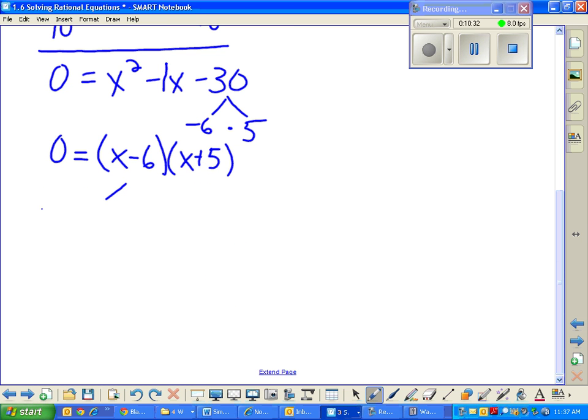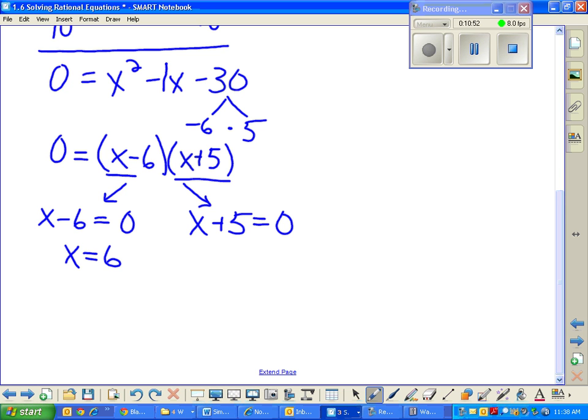Lastly, we use our zero product property. If we have two things multiplied together to equal 0, one of those two things, or both, must actually be 0. So that gives me two linear equations to go ahead and solve. I'll add 6 to both sides, subtract 5 from both sides on the other, and I get my two answers. Just so that I have plenty of time to do the tougher method today, I'll go ahead and let you know that both of these answers work.